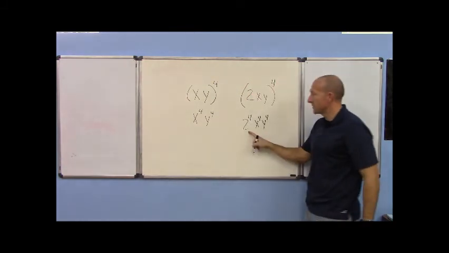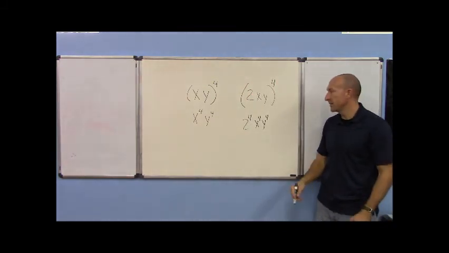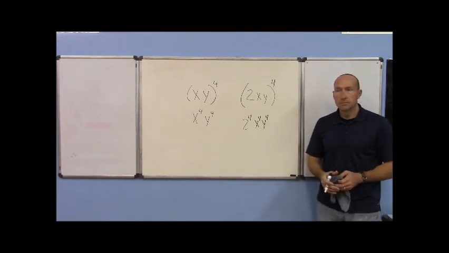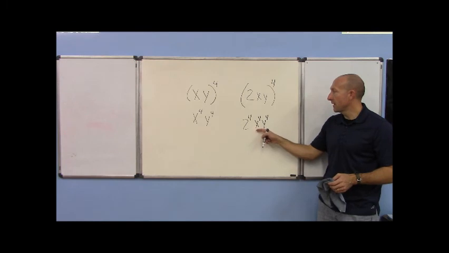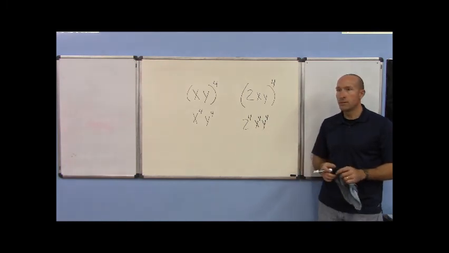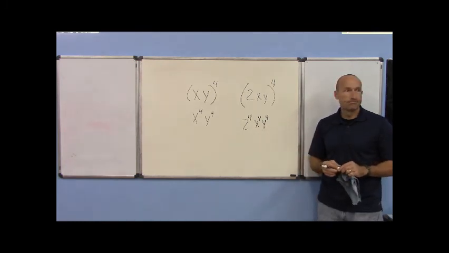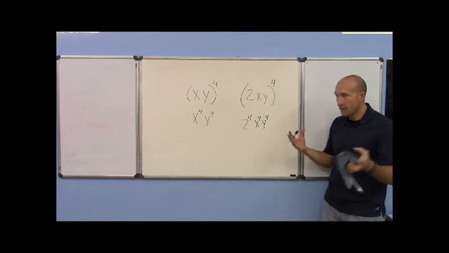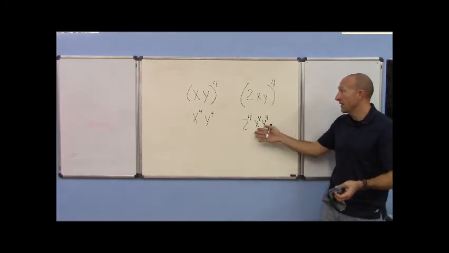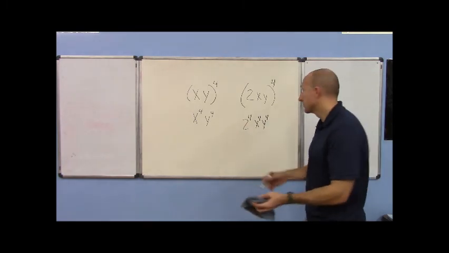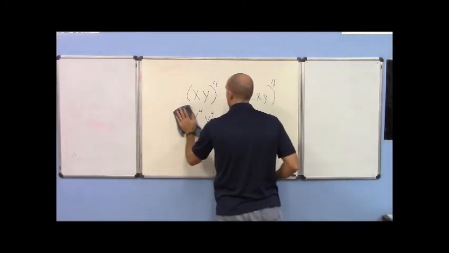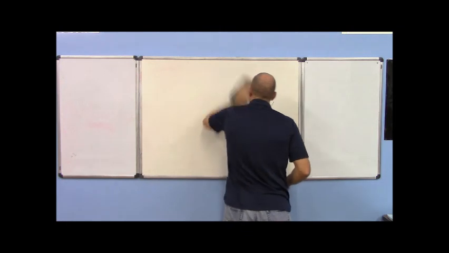And then of course we can simplify 2 to the 4th being 16: 2 times 2 times 2 times 2. Can we simplify x to the 4th, y to the 4th any? Nope, there's nothing else to do with it until we find out what the values for those are. Does that make sense so far? Awesome.